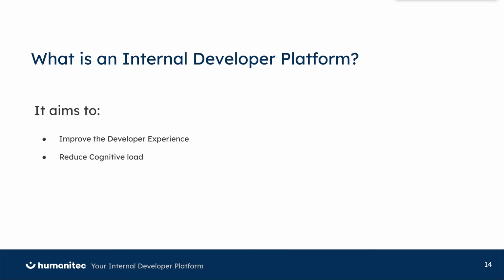And the main way it does this is by reducing cognitive load. So we want to reduce cognitive load, and if we reduce cognitive load, then we improve the developer experience. Happier developers, less... developers that have to deal with less complexity are more effective, they are happier, and they then tend to produce better software.